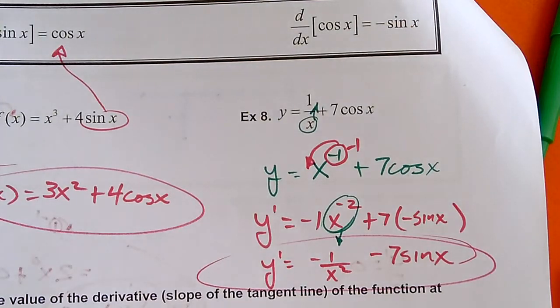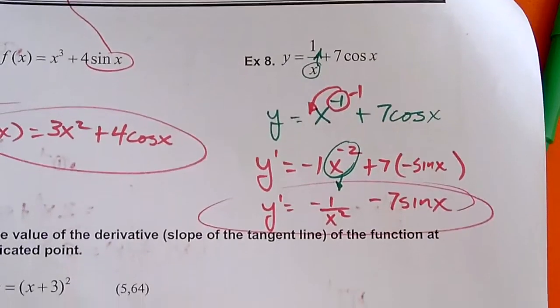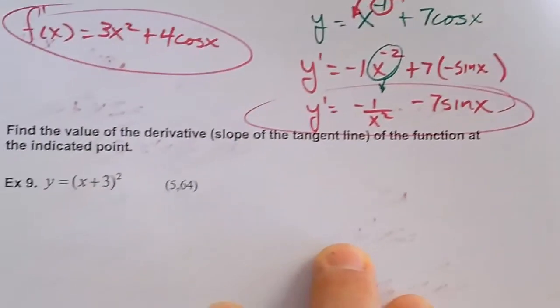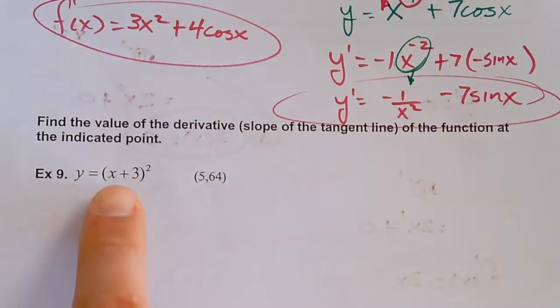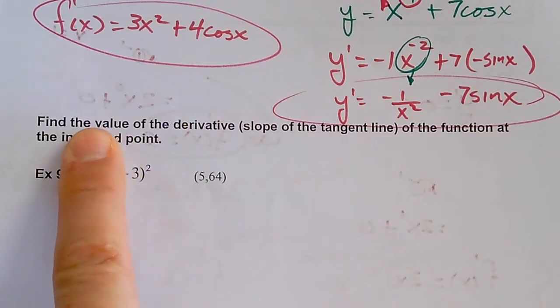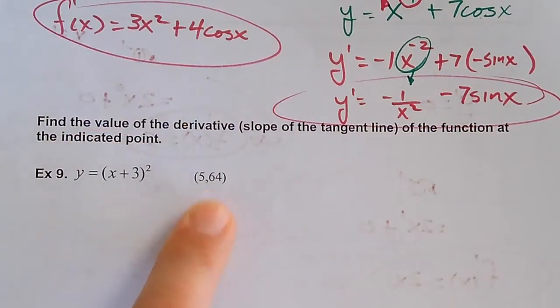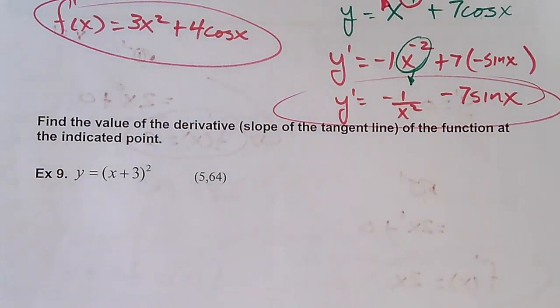Last but not least, ladies and gentlemen, example 9 says find the value of the derivative, which again, remember, that's the slope of the tangent line of the function at the indicated point. So I've given you a function. I've got y equals x plus 3 quantity squared, and I want to find the value at this point. I want to find the value of the derivative.